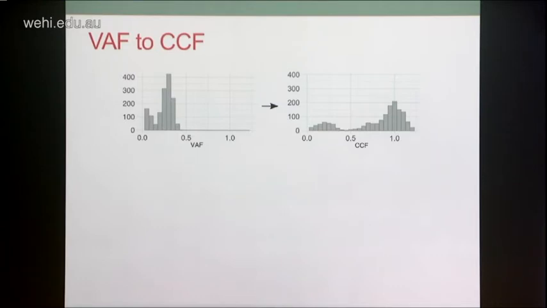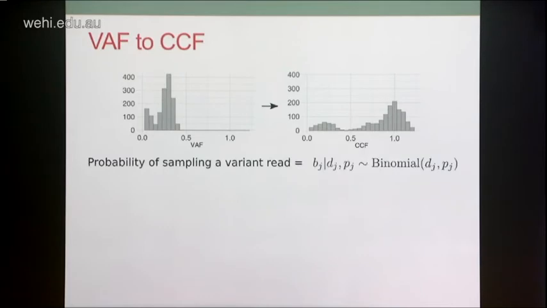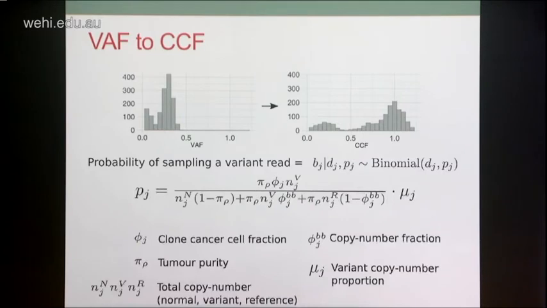So unfortunately, this slide contains some maths. Hopefully you'll be gracious enough to grant me one slide with maths. The probability of sampling a variant read is something that we can define in a binomial distribution. Bj is the number of variant reads, Dj is the total depth at each particular locus, so each locus j, each corresponding to a breakpoint. And Pj is that probability. So this is the formula we use to transform from VAF to CCF.